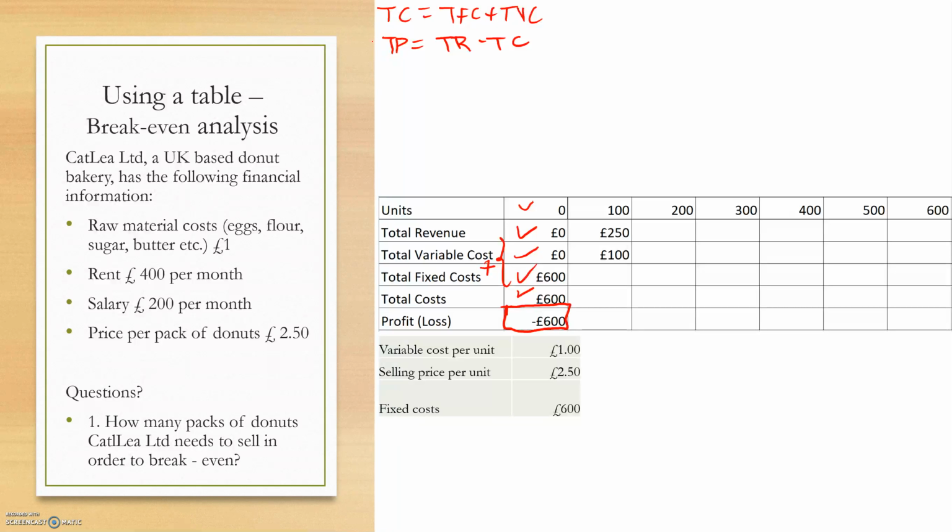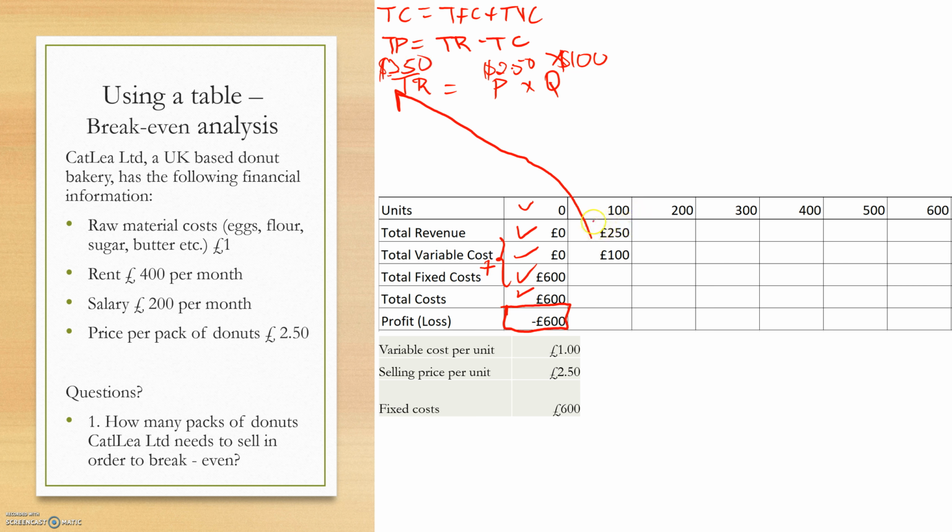We know in this case that total revenue is equal to price times quantity. We know that price is actually $2.50 times quantity, which is 100. That will give us a total revenue of $250.